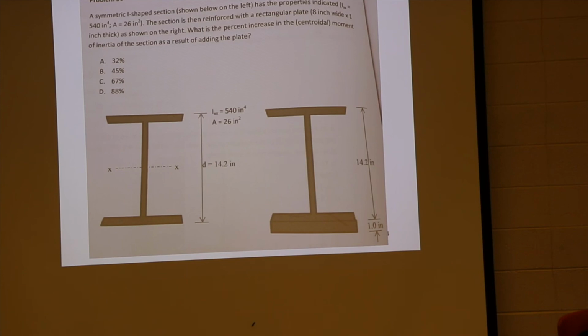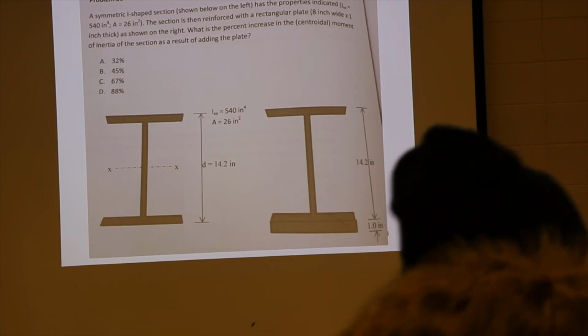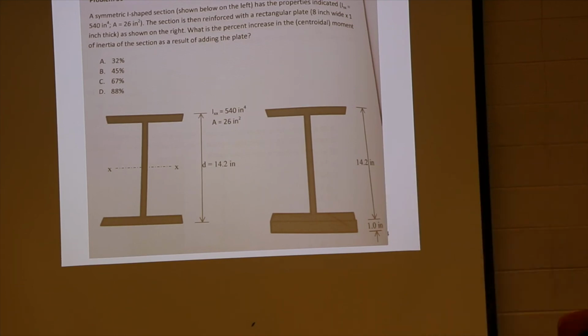A symmetric I-shaped section shown below on the left has a property Ix of 540 inches to the fourth and an area of 826 square inches. The section is then reinforced with a rectangular plate 8 inch wide, 1 inch thick, as shown on the right. What is the percentage increase in centroidal moment of inertia of the section as a result of adding the plate? Basically, you need to get the new centroid. You have this inertia just plus A d squared. Then get the inertia of this plate, add it to the inertia of the I after being transformed, divide this by this, and you find the increase is 67%.